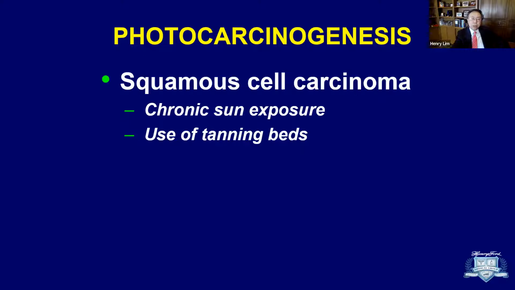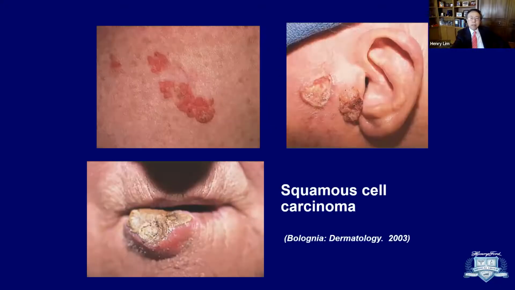Squamous cell carcinoma is usually associated with long-term sun exposure and the use of tanning beds, and this is a clinical picture of it, usually a bump on the skin that is quite rough. You can see it on the lip here, always on the lower lip, because that is the area that gets hit by sunlight much more so than the upper lip.